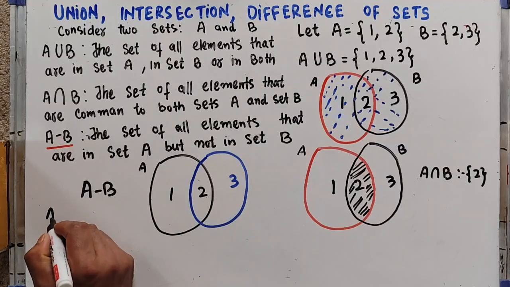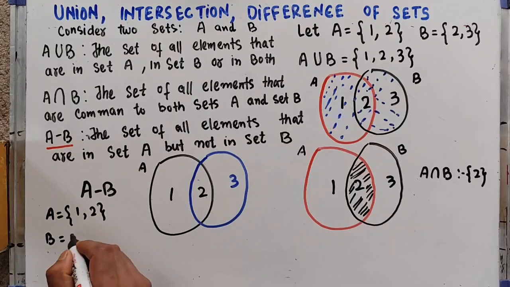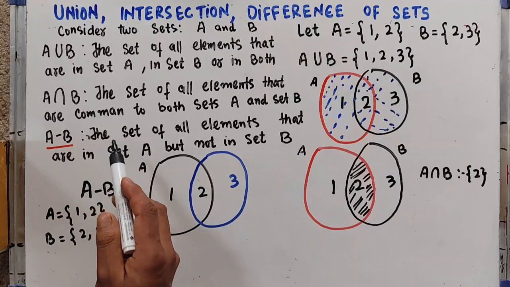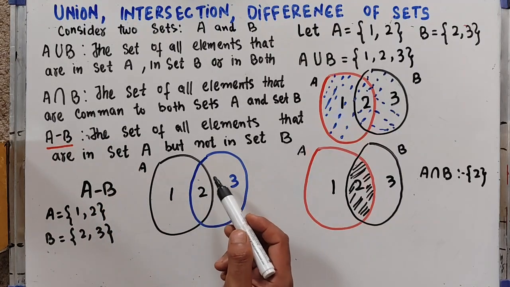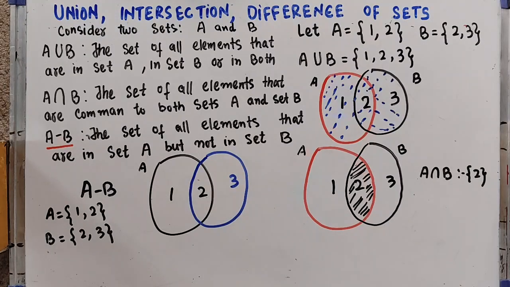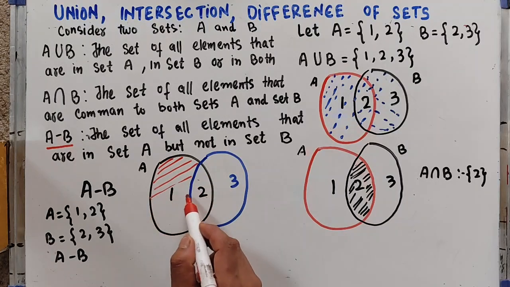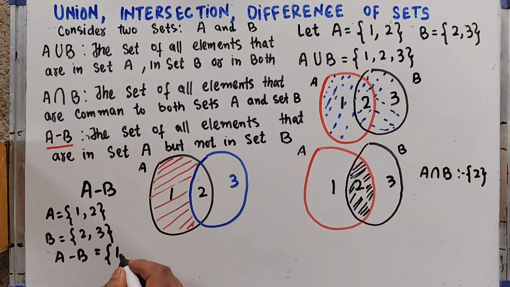So in A we have 1 and 2, in B we have 2 and 3. Now the difference is the set of all elements that are in set A but not in set B. So A minus B will be this very region. So this region. Okay, so A minus B will consist of element 1 only.